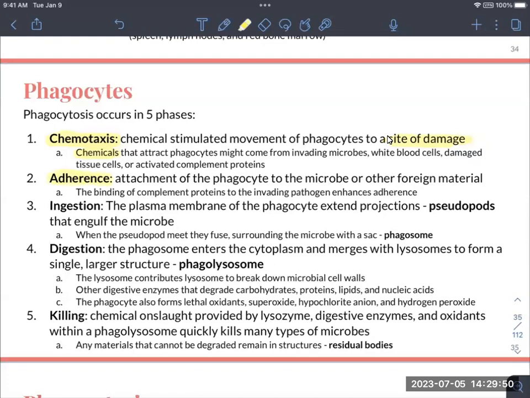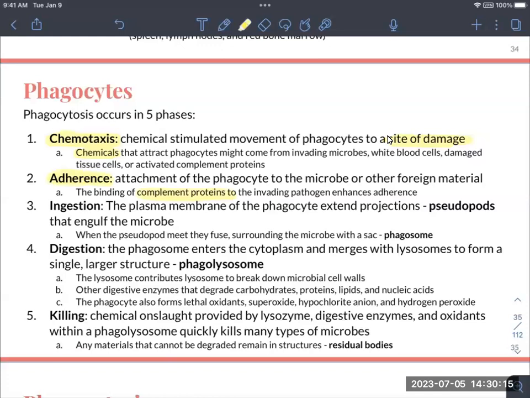Adherence. This is when a phagocyte actually attaches to a microbe or particle. This is where complement proteins can actually enhance the binding of these phagocytes.